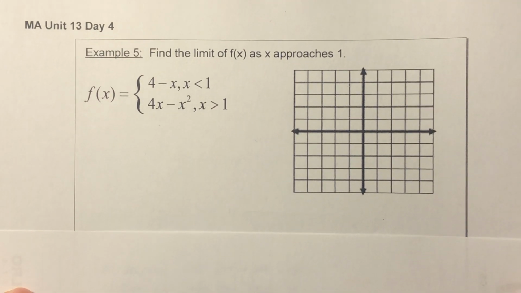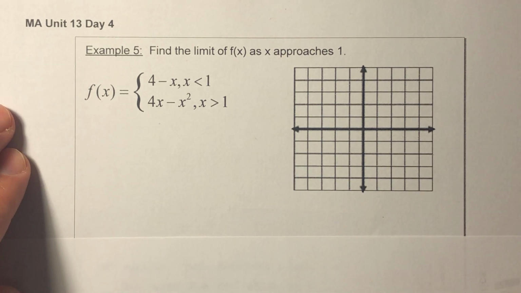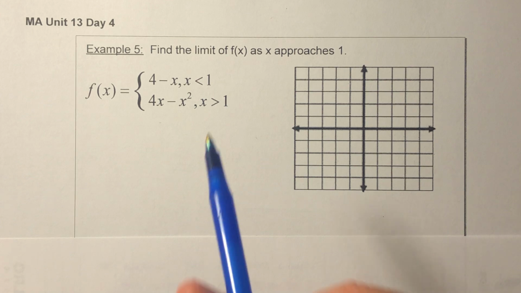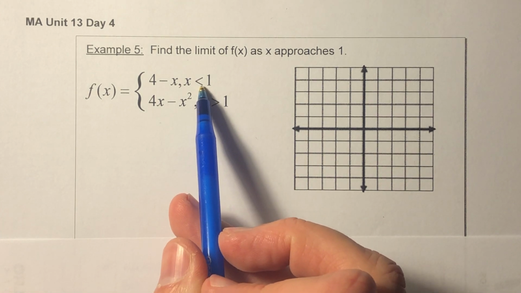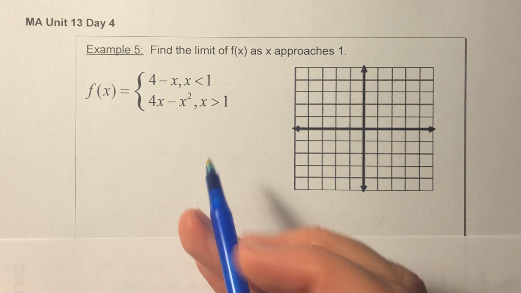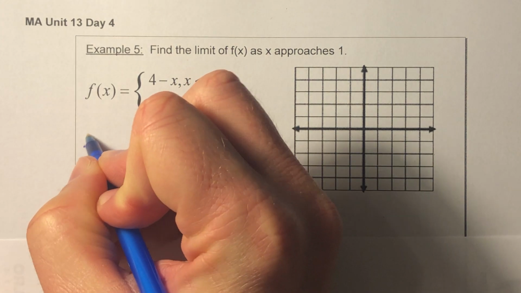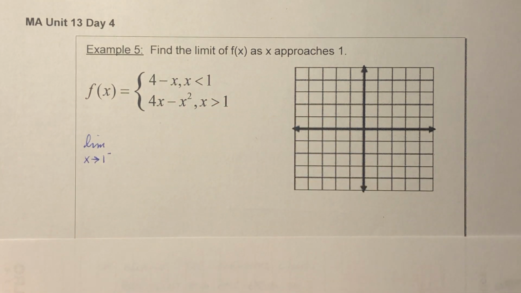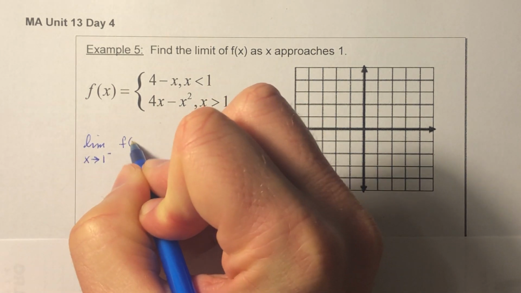Example 5. Okay, so we want to find a limit as x approaches 1. We're going to look at this two different ways: from the left side, from the right side. So here's where x is less than 1. Here's where x is greater than 1. So what is the limit as x approaches 1 from the left side of this function?